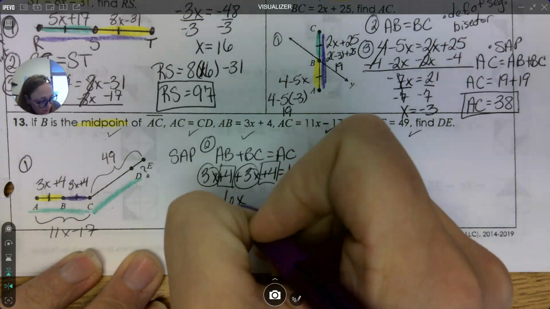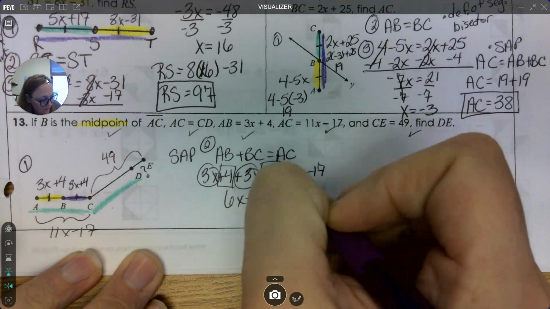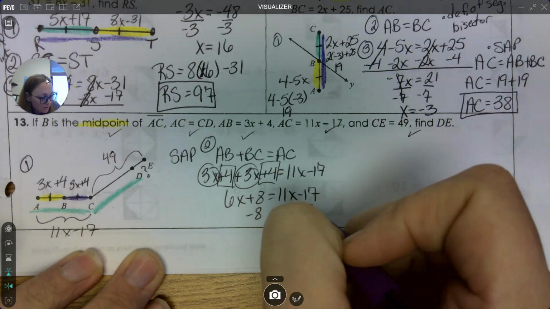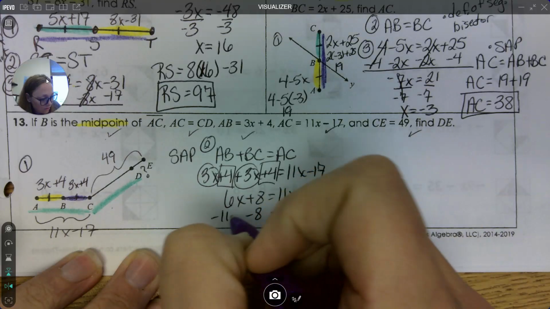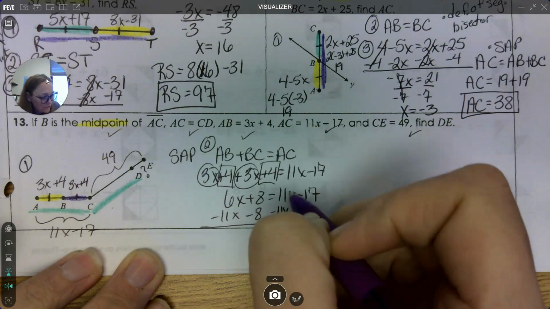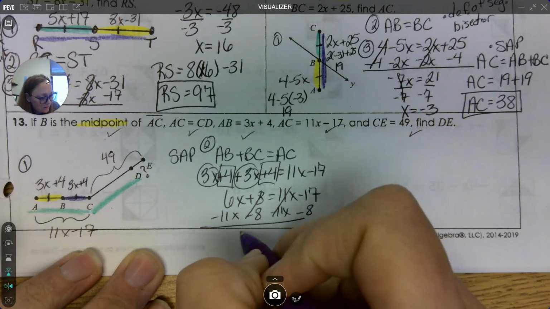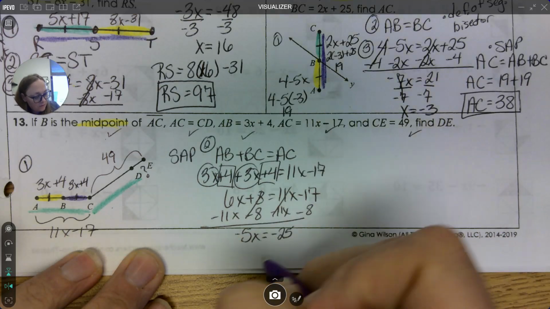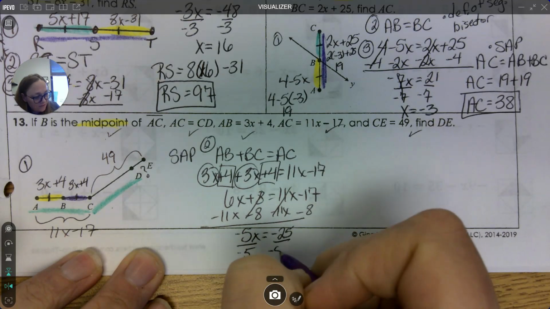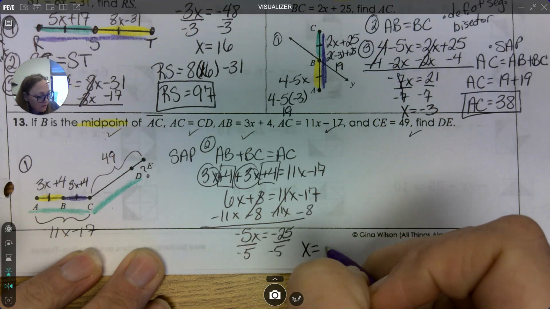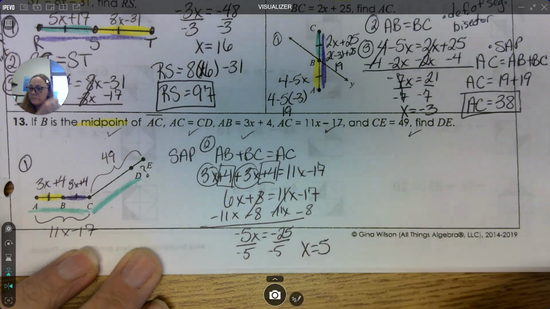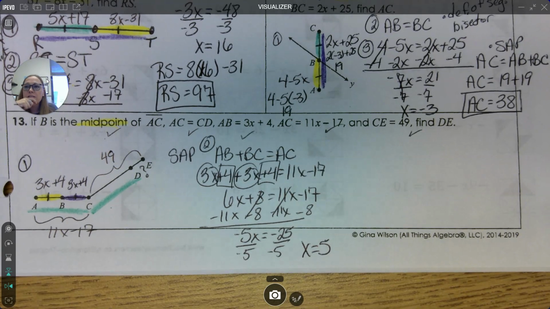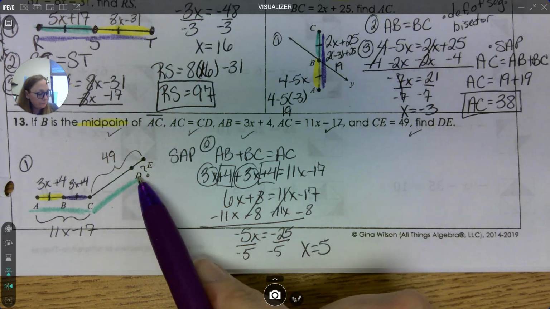We get 6x plus 8 equals 11x minus 17. Always combine like terms. And then numbers on the left, letters on, oh, I said it backwards. Letters on the left, numbers on the right. And we get, what, negative 5x equals negative 25. Divide both sides by negative 5. So it's okay for it to be a negative. Don't stress over that. And we get 5. So x is 5. Okay, so how am I going to use that to find the segment DE?